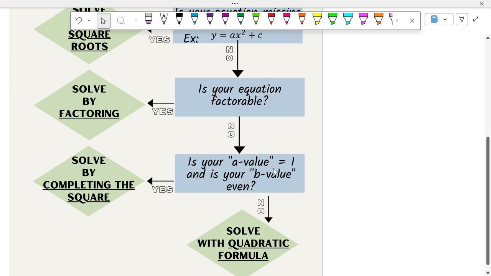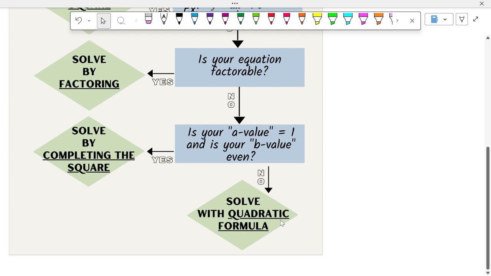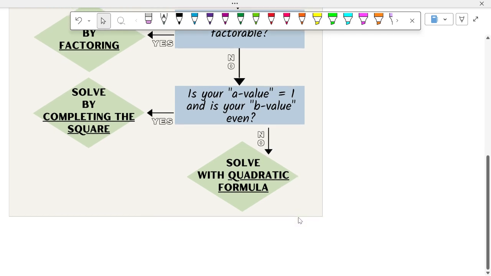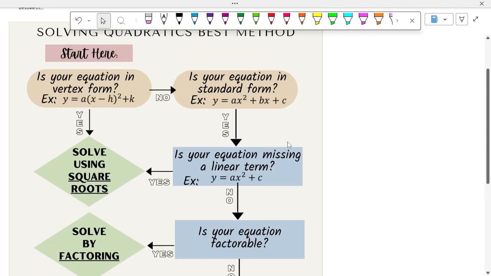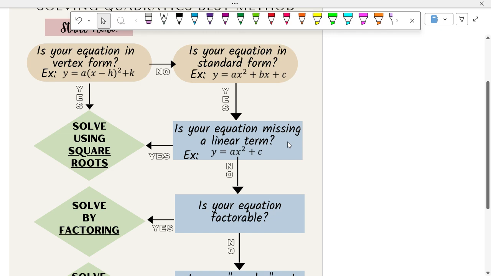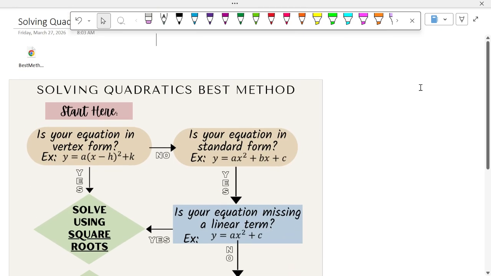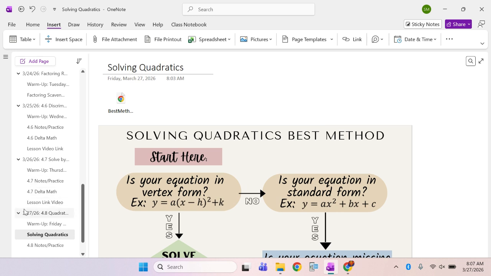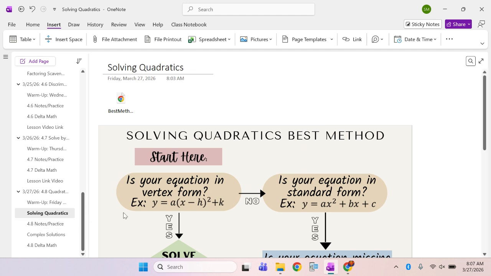Now, if your a value is equal to 1 and your b value is even, solve by completing the square. And if you answer no to all of those questions, you solve with a quadratic formula. All right. So this is just kind of a good little graphic organizer to try to figure out which method would make the most sense to use. Now, again, on your test, I will actually tell you what method to use for the most part, but this graphic organizer is also in your glossary of your journal. I did already give it to you, but it's in the glossary of your journal.